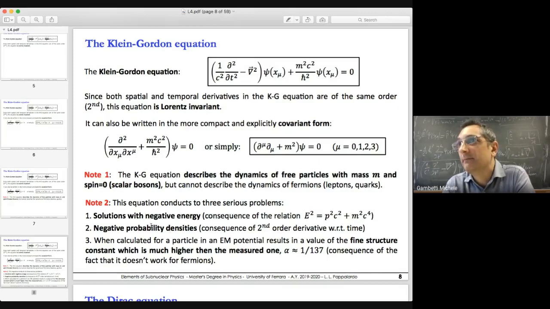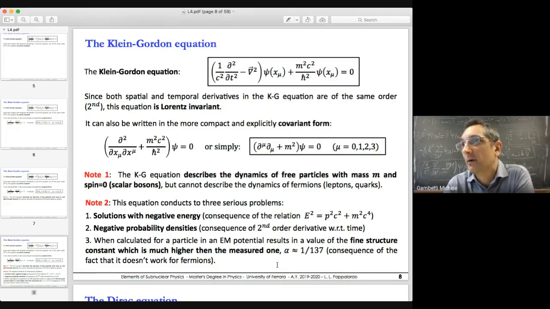There is another problem. The Klein-Gordon equation also leads to negative probability densities, which of course makes no sense. Probability density must be, of course, positive definite. And this is a consequence of the second derivative versus time. So having a second derivative versus time is a problem. We have to solve this problem. But then if we want to treat time and space on the same footing, that means that we also have to change the order of the spatial derivative.